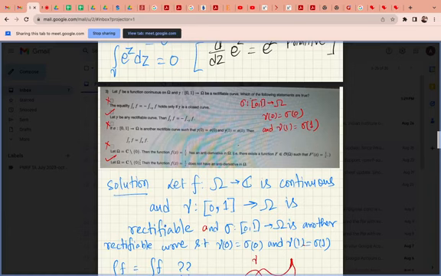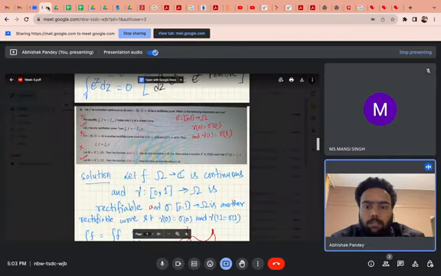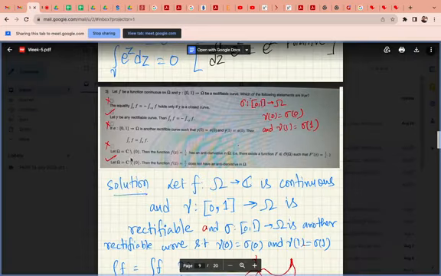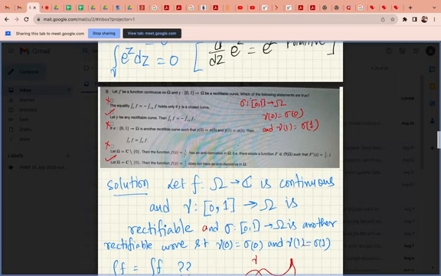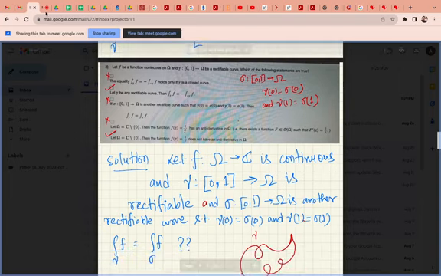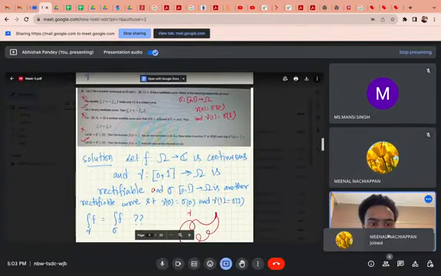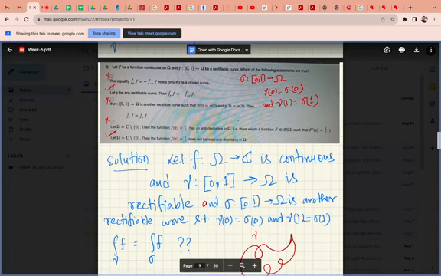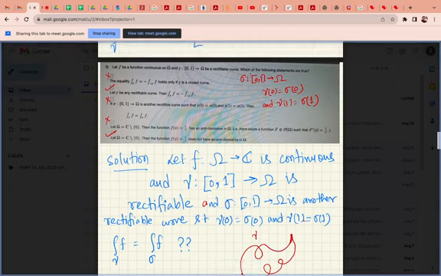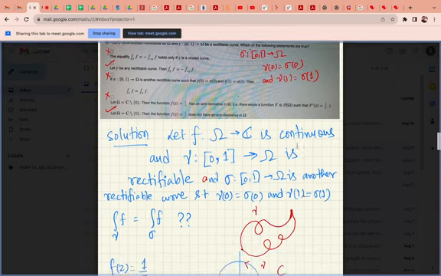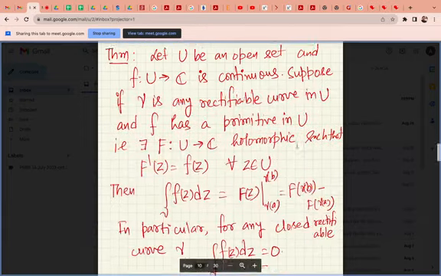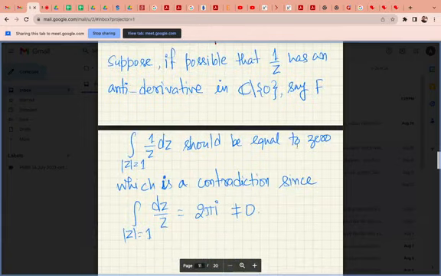Okay, this is the important question. So let omega be C minus 0, a punctured complex plane. Then the function f of z equal to 1 by z has an antiderivative in omega. This is not true. If at all it has an antiderivative, it means that the integral will be 0.